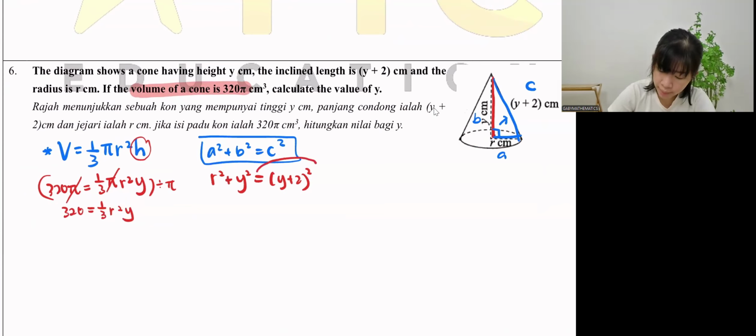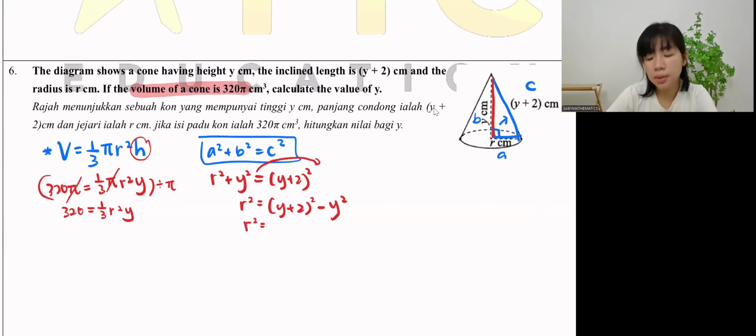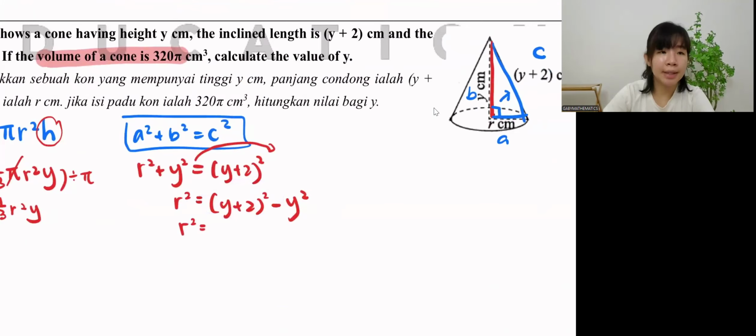This y square bring over. R square equal y plus 2 bracket square minus y square. Okay, r square equal, okay, we need to expand this bracket. Okay guys, y plus 2 bracket square, how many terms do we get?